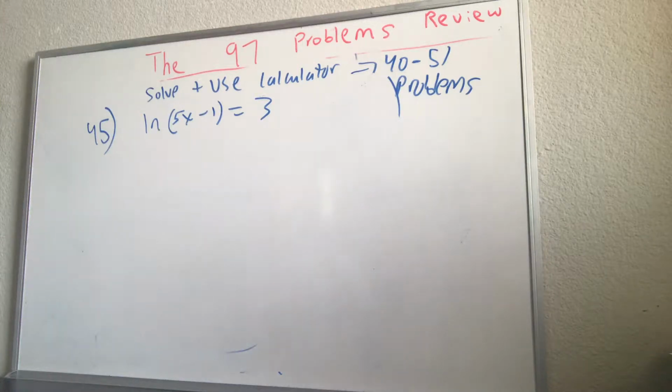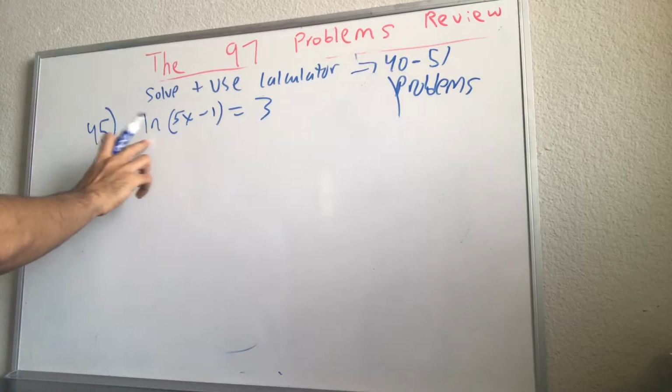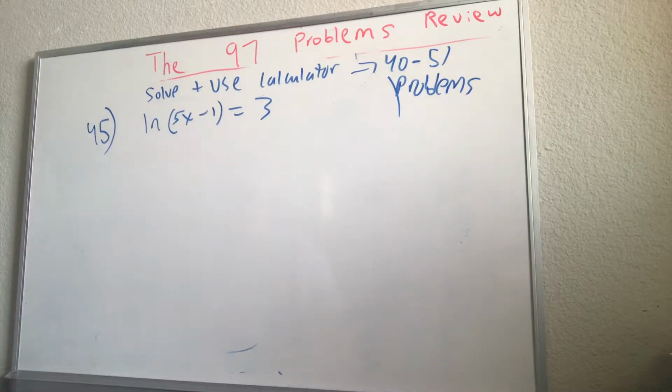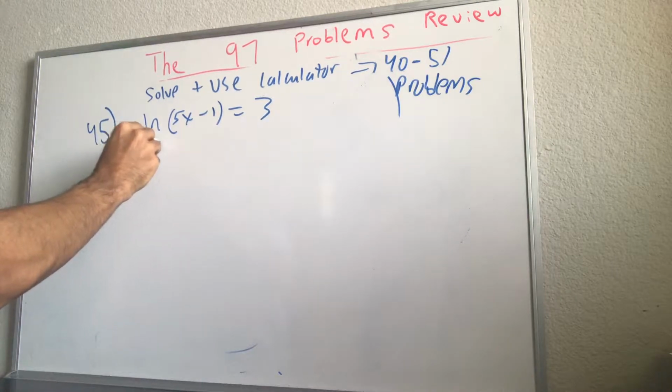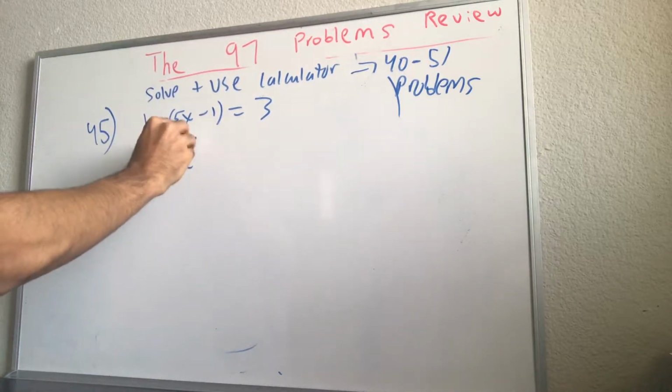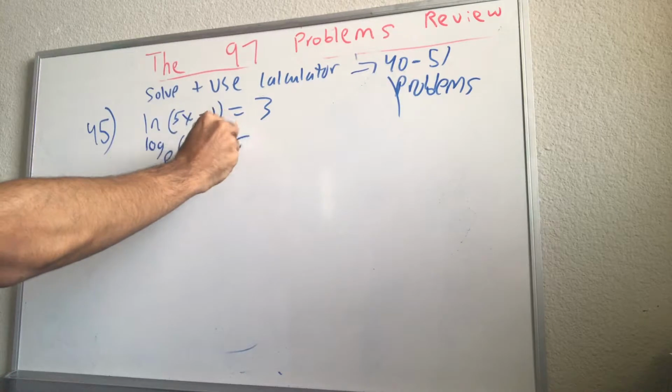So this is question number 45. ln of 5x minus 1 is equal to 3, and we want to solve for x here. So let's just write this in terms of the logarithm here. Obviously this is a natural log that we're looking at, right? It's ln. So here we have log base e of 5x minus 1 is equal to 3.